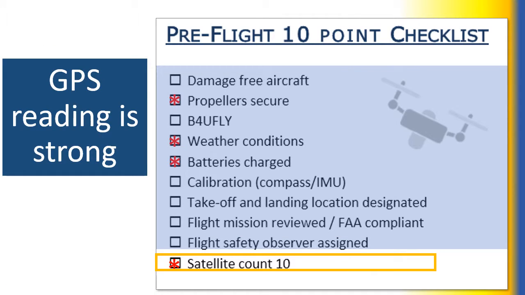Now, the satellite count has to do with your drone and the remote reading the GPS information, and they do it using satellite information. And you want to have at least 10 satellites sending information to the drone. If it's only one and you lose connection for whatever reason, then you're in trouble. So you want at least 10, and it's very easy to see how many there are because that's information that's in the remote control.